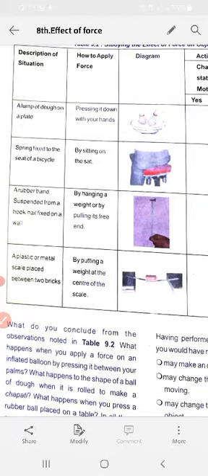Another example: a rubber band suspended from a hook or nail. When we pull it, the shape changes, and it returns back. So shape is going to change. A plastic or metal circle placed between the two bricks.